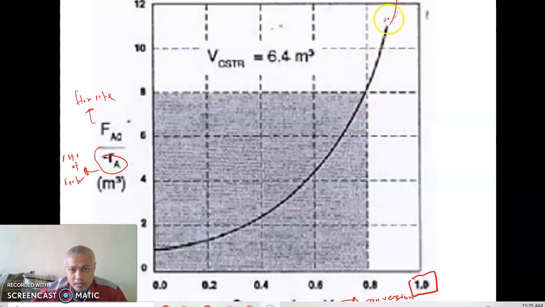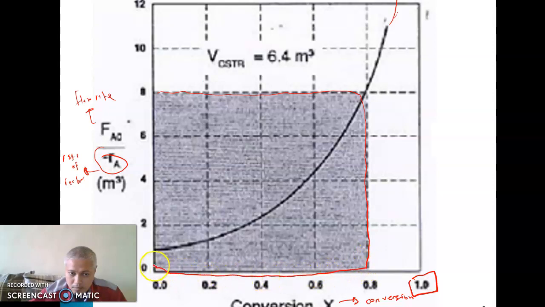If you look at this graph, this is the volume, if we consider it as a CSTR. If we have this, it means CSTR. This square or rectangle will be the volume for the CSTR, this whole thing.